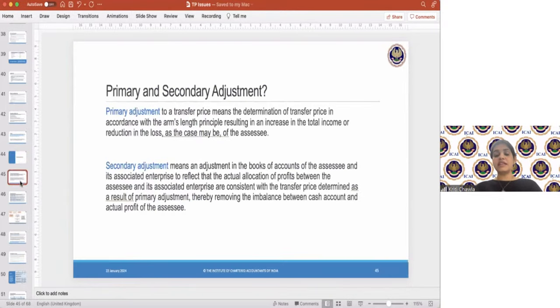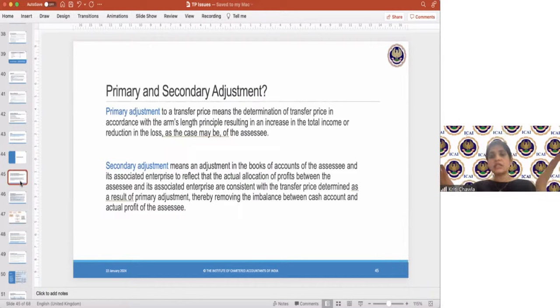Now, secondary adjustment is a very, very interesting topic. Let's say that there is transfer pricing applicability, and these two related parties were transacting at a price, and this was not at arm's length price. So obviously, the tax authorities will come into play, and they will say that the transfer price, the ALP, should have been this. And what the tax authorities will do is to impose something called a transfer pricing adjustment. Now, this transfer pricing adjustment is also called primary adjustment. So it's as simple as that.